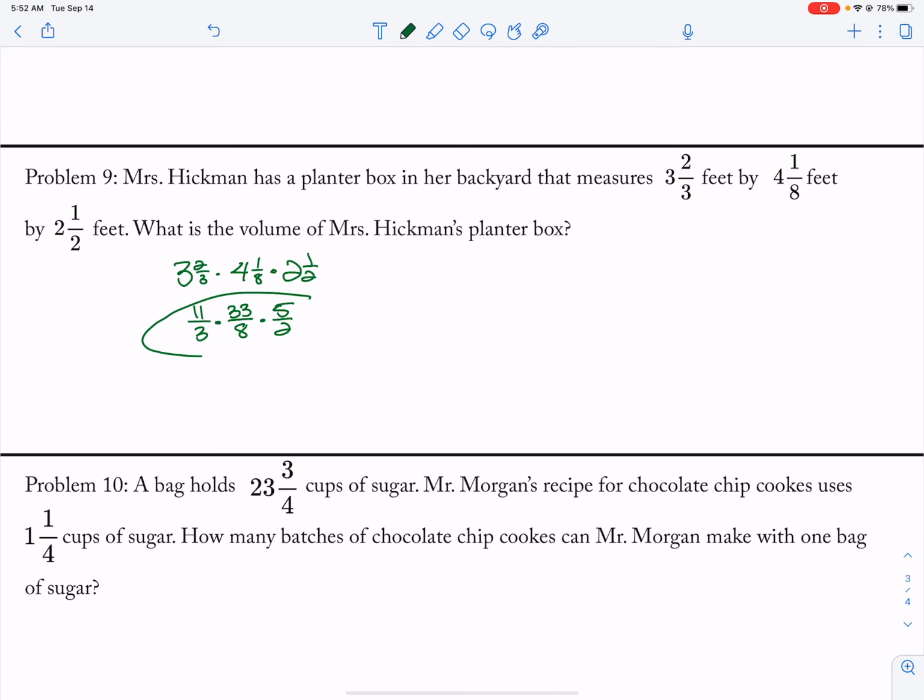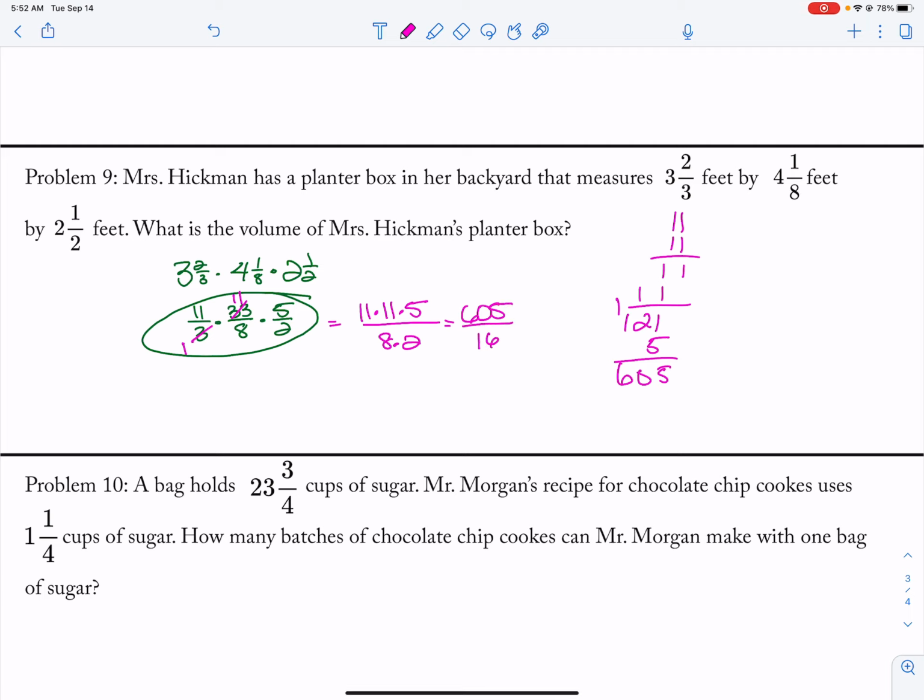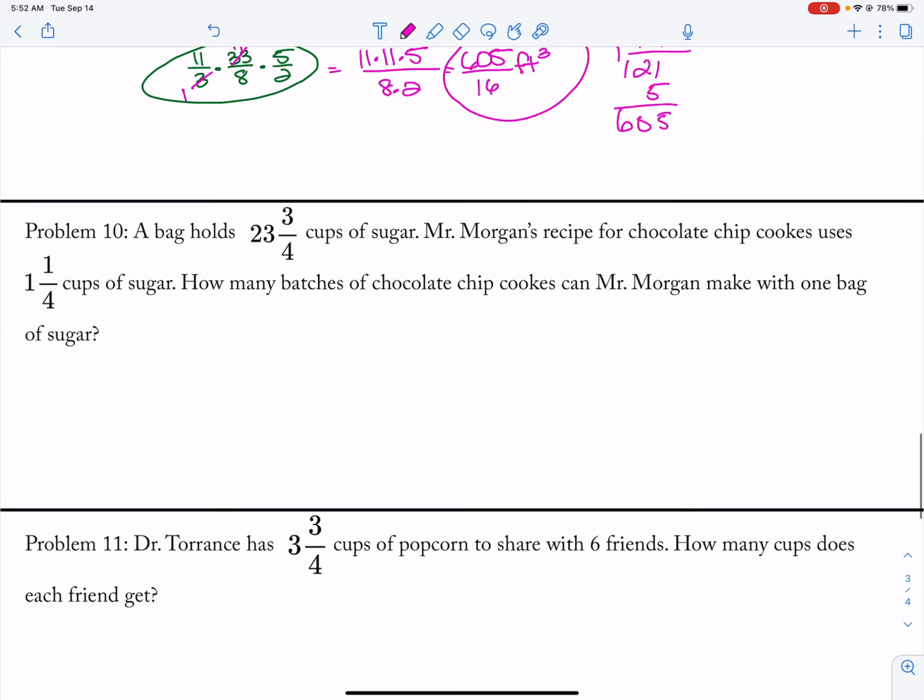Okay, so I would multiply these improper fractions together. What you're going to notice is that the 3 divides into itself once. The 3 divides into 33 11 times. And then nothing else divides each other. So then essentially what I have is 11 times 11 times 5 over 8 times 2. No, I'm not going to let you use a calculator. So 11 times 11 is 121. And I'm going to multiply that by 5. So that's 605 divided by 16. And this is in feet cubed. Okay? All right.